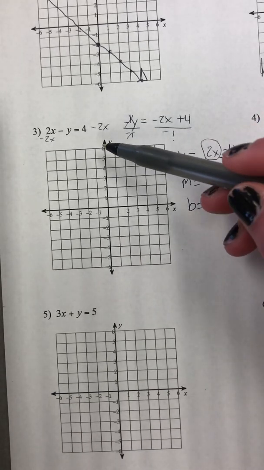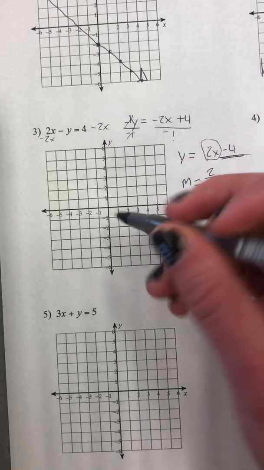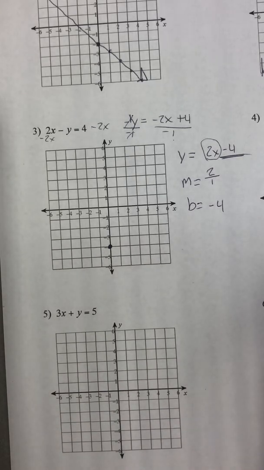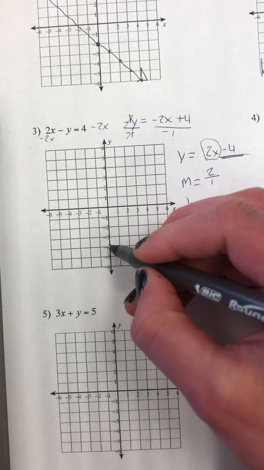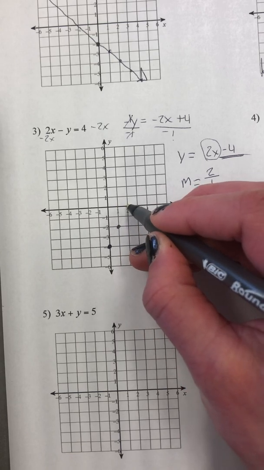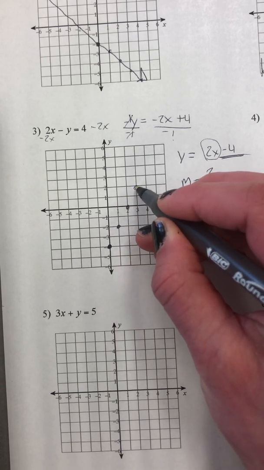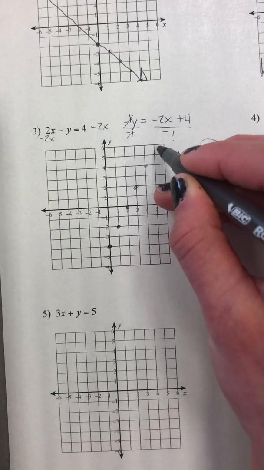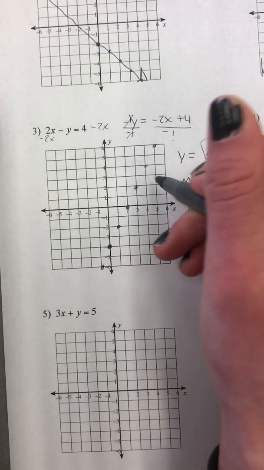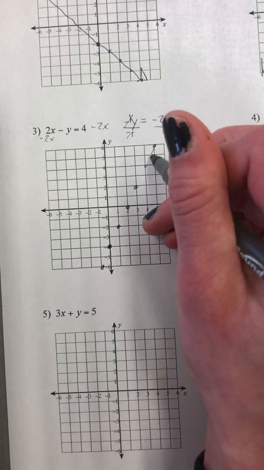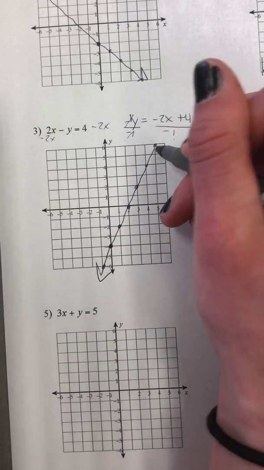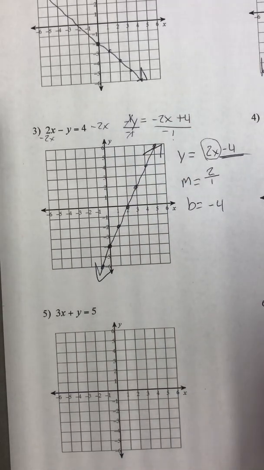We're going to go on our y-axis and go down to -4, and that's going to be our first point. Our slope is +2, so that means we're going to have to go up 2 and to the right 1. Up 2 to the right 1. And it goes on forever. Or you can go down 2 to the left 1, as long as it keeps the same rate of change. Like that. And don't forget your arrows.